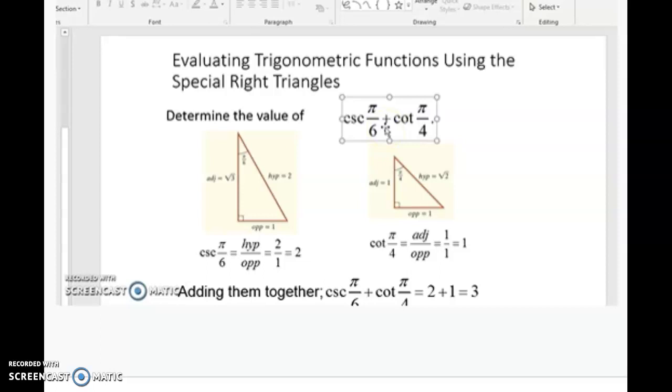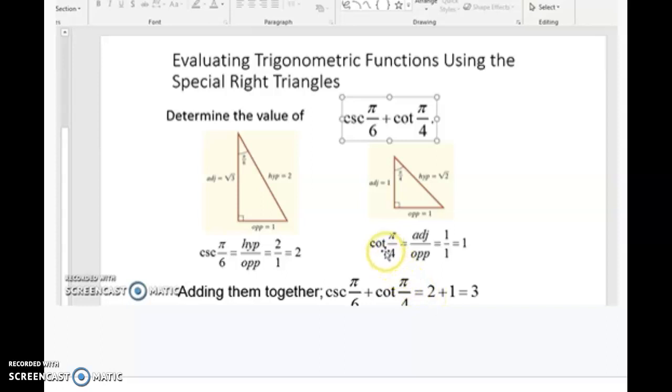So, evaluating the trig portion, cosecant of pi by 6. Well, that's an angle on one of our special right triangles. The cosecant of pi by 6 is the hypotenuse, which is 2, over the opposite side for that angle, which has a measure of 1, letting us know that the cosecant of pi by 6 is 2. We can replace the cosecant of pi by 6 in the original problem with its answer, which we have now found to be 2.